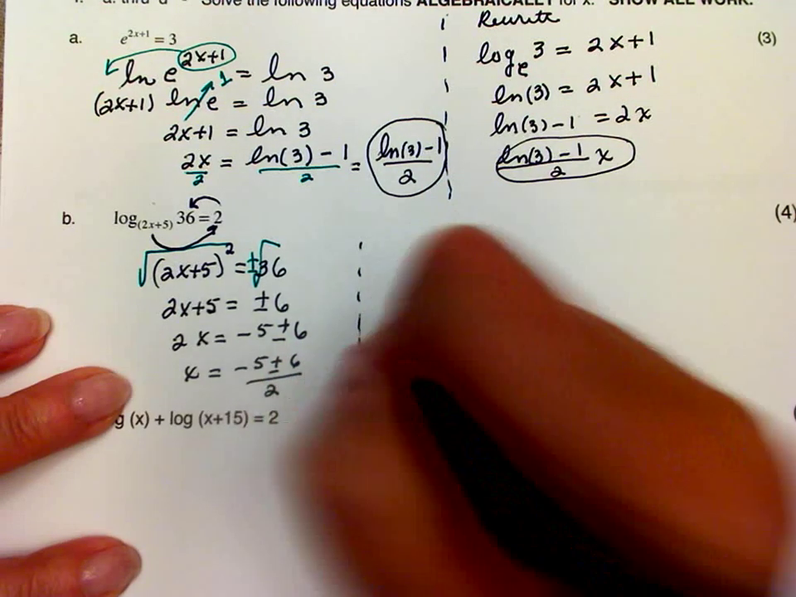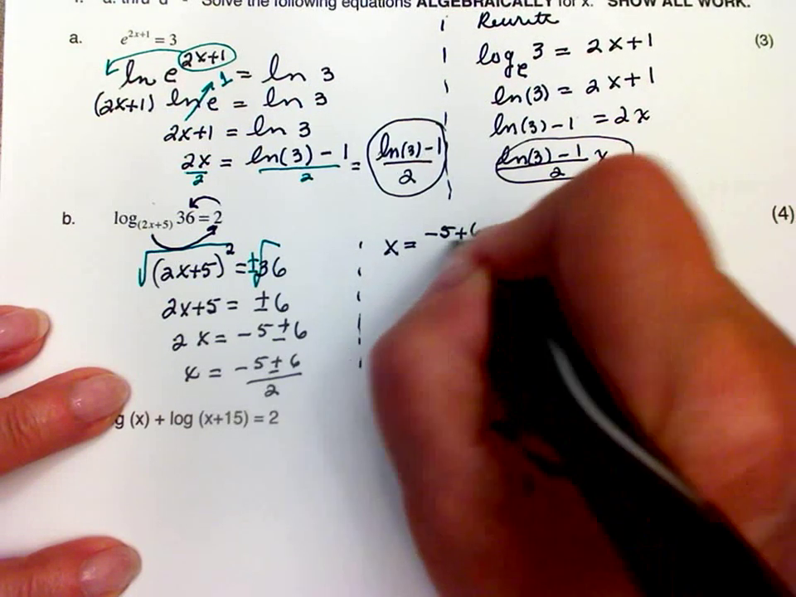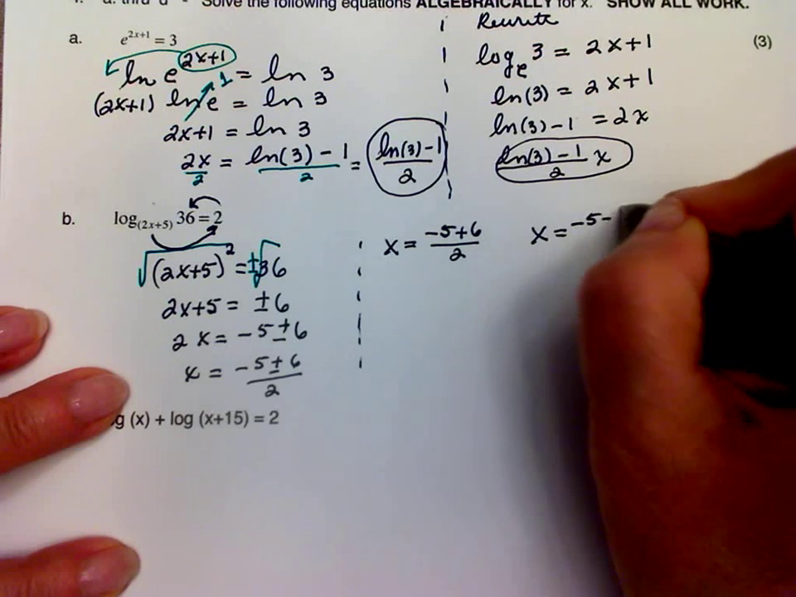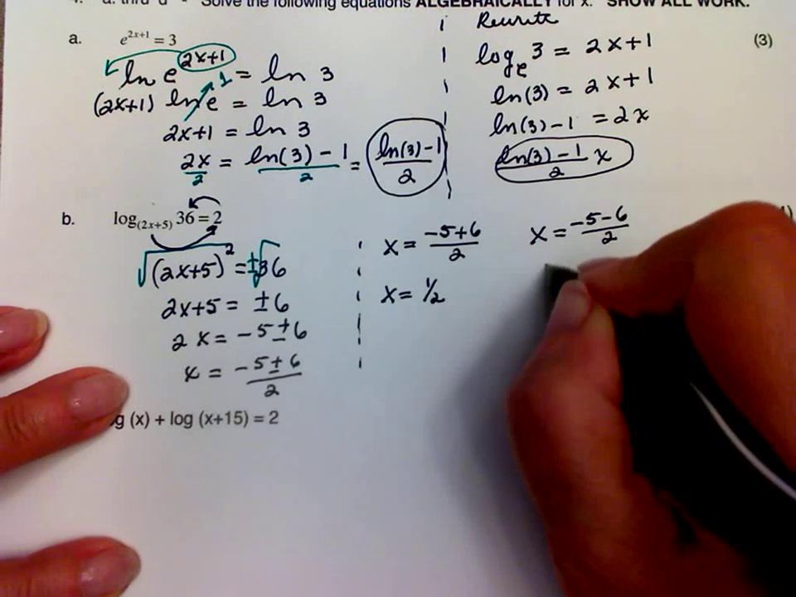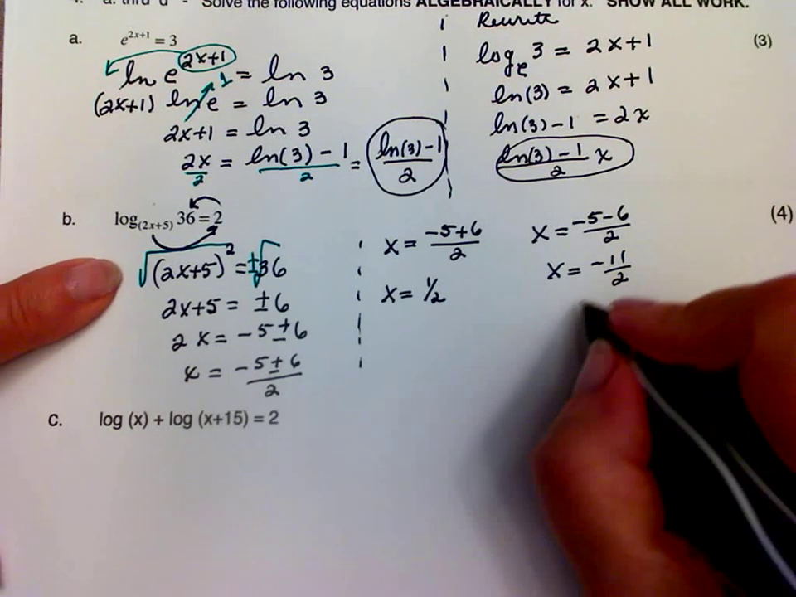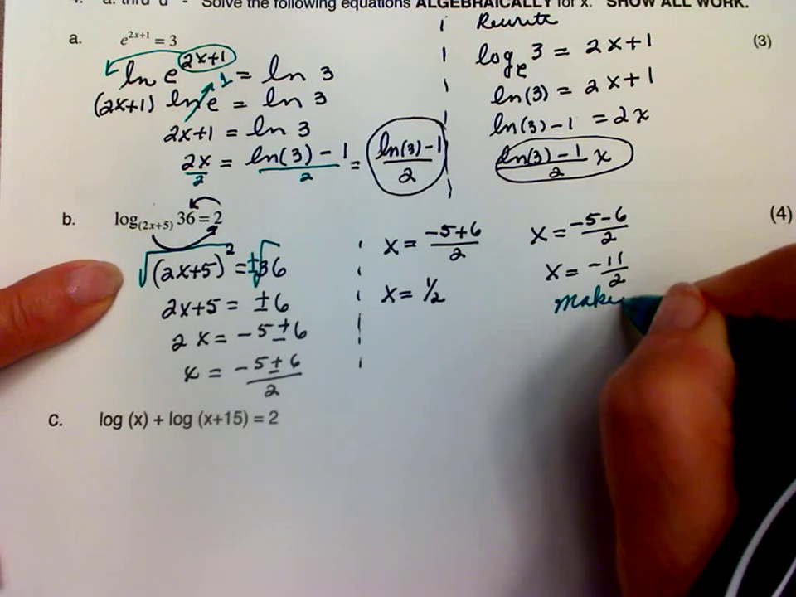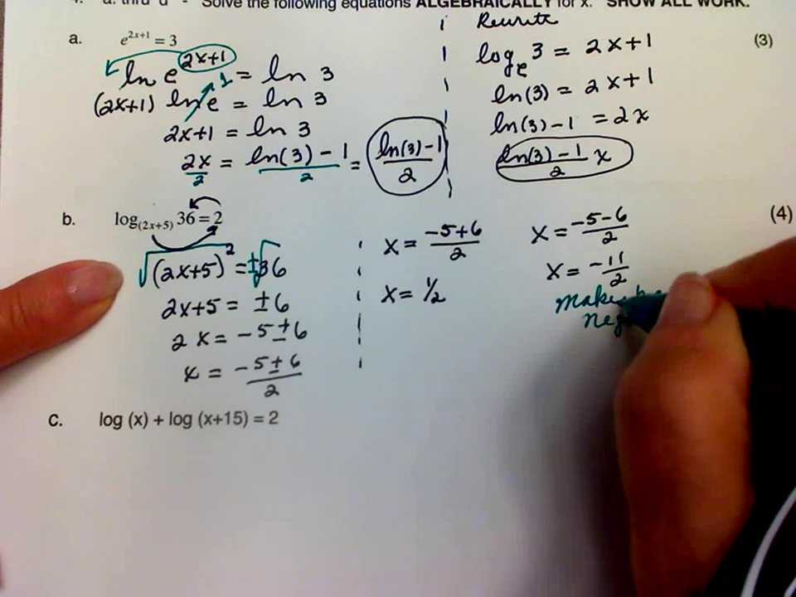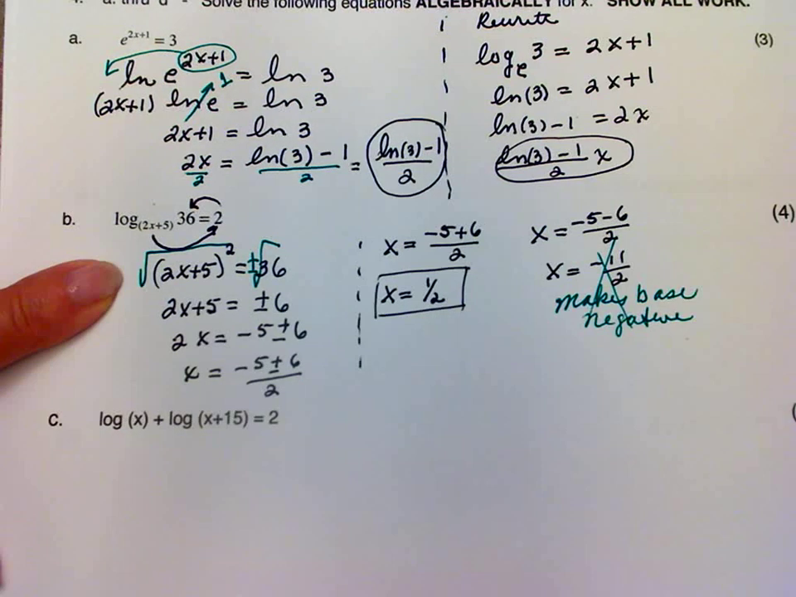So I have two possible answers. x equals minus 5 plus 6, divided by 2, and x equals minus 5 minus 6, divided by 2. Here x equals 1/2. Here x equals negative 11/2. Well, negative 11/2 would make my base negative, and I can't have a negative base, so he's not a candidate. So that's how I end up with x equals 1/2.